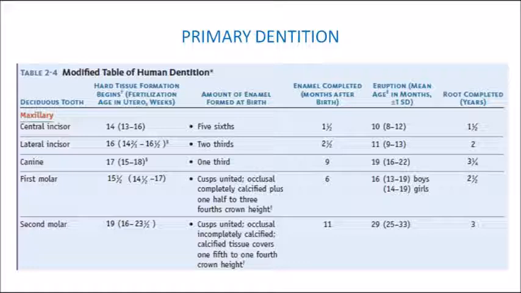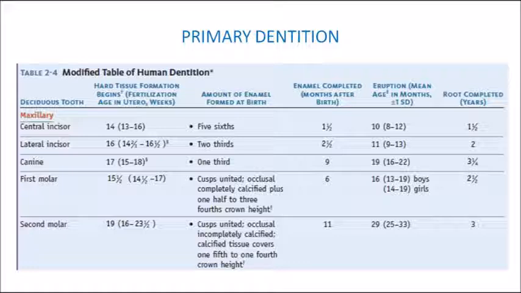So, the time periods at which the primary dentition shows hard tissue formation are 14 weeks in utero for the central incisor, 16 weeks for the lateral incisor, 17 weeks for the canine, 15 and a half weeks for the first molar, and 19 weeks for the second molar. So note that by 13 to 16 weeks it has begun, that is, the central incisors show signs of calcification, and by 19 weeks the primary second molar also shows evidence of calcification.